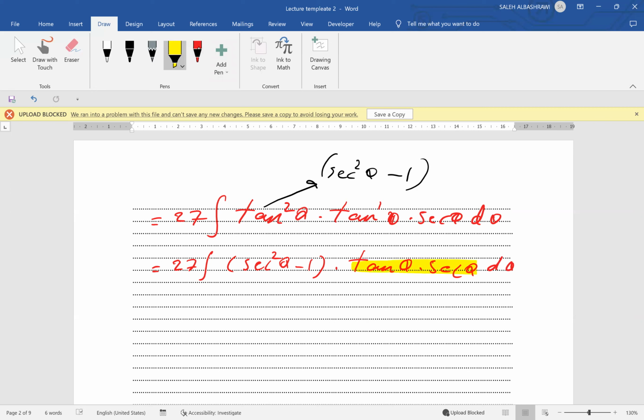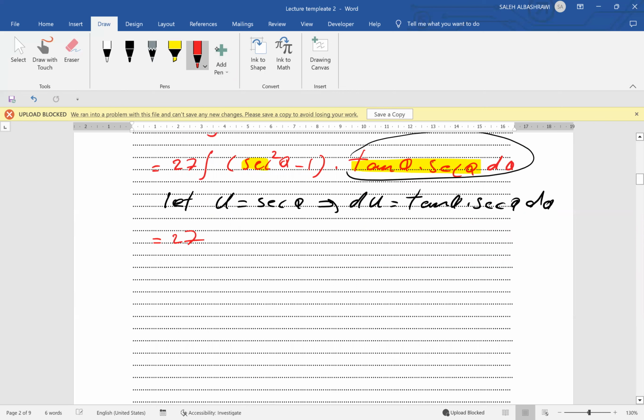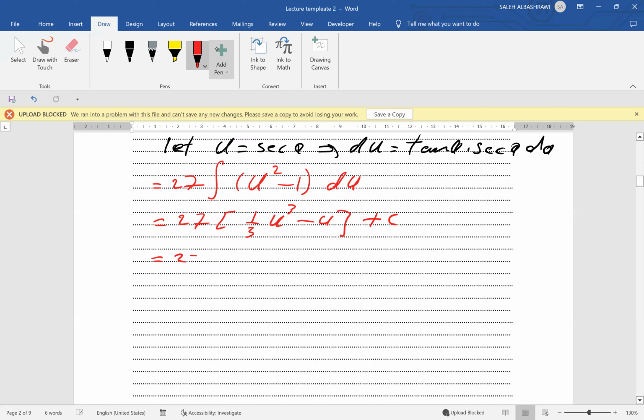I know that tangent theta secant theta is the derivative of secant theta. So I'm going to use integration by substitution. Let u equal secant theta. This will give me du equal to tangent theta secant theta d theta, which is this part. So the integration will be 27 multiplied by the integral of (u squared minus 1) du, which is equal to 27 multiplied by (1/3 u to the power 3 minus u) plus a constant c, which can be written as 27 times (1/3 u, where u is equal to secant theta, to the power 3).